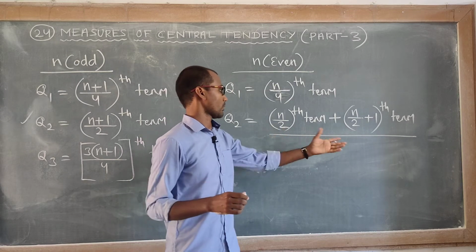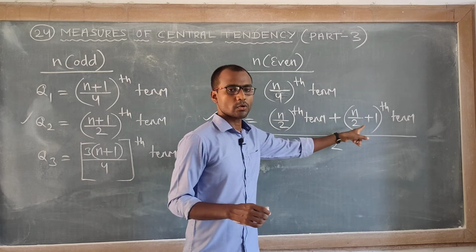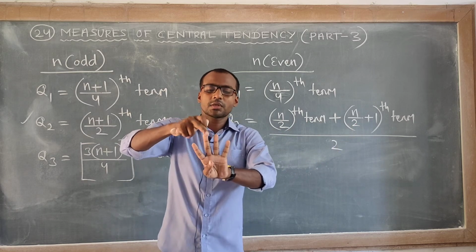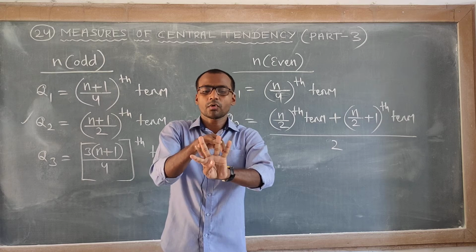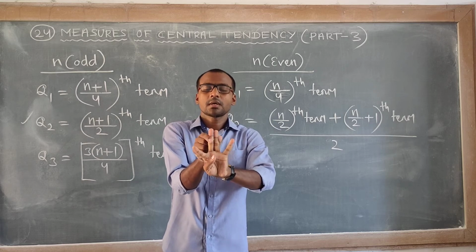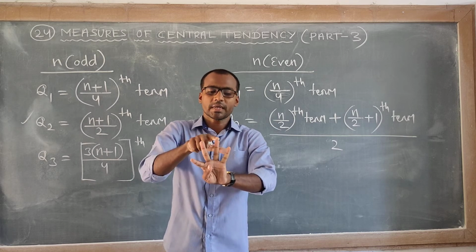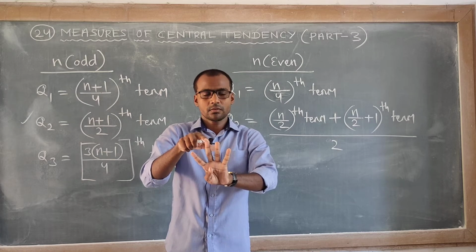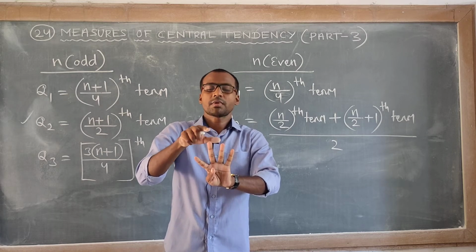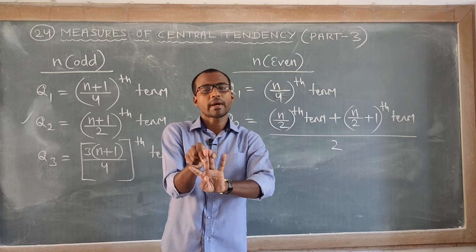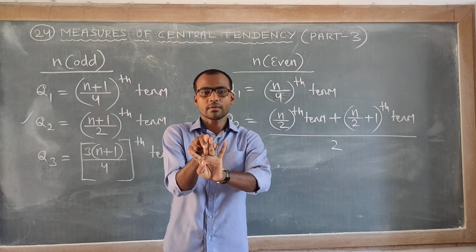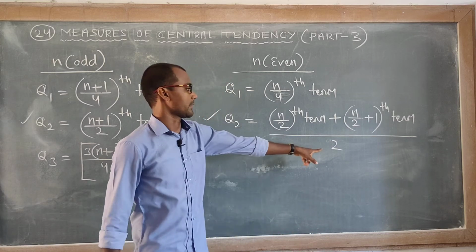So we have to use the formula n by 2 term plus n by 2 plus 1 term, because these two fingers are in the middle, the second finger and third finger. So n by 2 term plus n by 2 plus 1 term, whole by 2. These two are averaged by 2.